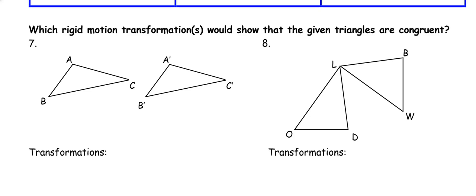So in number 7, they're the same triangles, just in different spots. So that means we picked it up and moved it somewhere else, so this would be a translation. In B, we have two triangles, and they're sharing the same point. So remember, when they're sharing the same point and they're slid in a different spot, facing a different direction, this is a rotation.